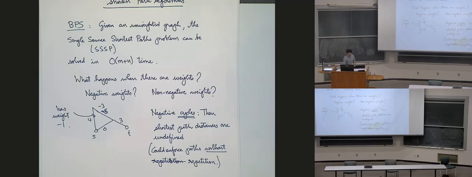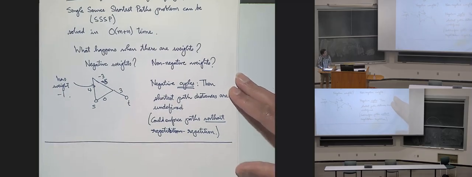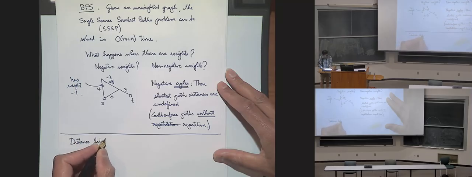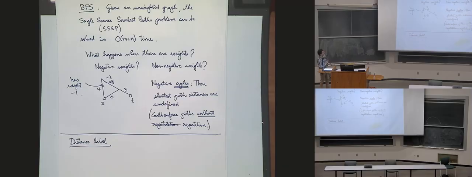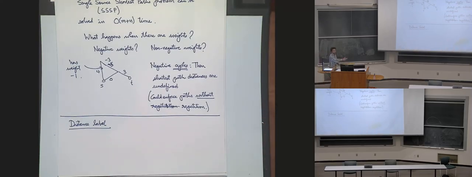So instead of going over algorithms separately, I want to talk about this in what's called a slightly more general setting. So any questions about this? It's clear? Okay. All right. So let's talk about a notion called a distance label. So it turns out a lot of shortest path algorithms can be defined in terms of what's called a distance label.